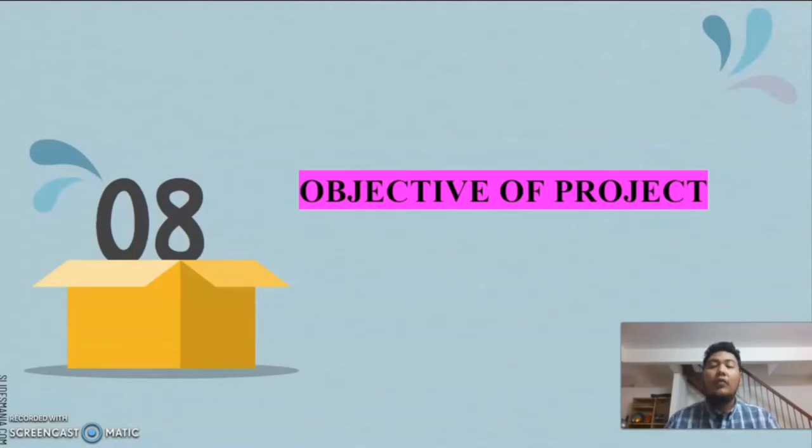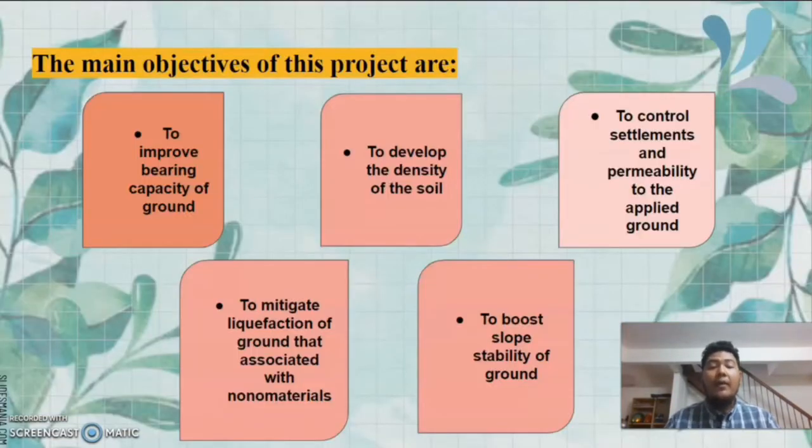And next, we move to the objective of the project. The main objectives of the project are five: to improve the bearing capacity of the ground, to develop the density of the soil, and number three, to control sediment and permeability in the applied ground, and number four, to mitigate the coefficient of ground that is associated with nanomaterial, and the last objective is to boost the slope stability of the ground.